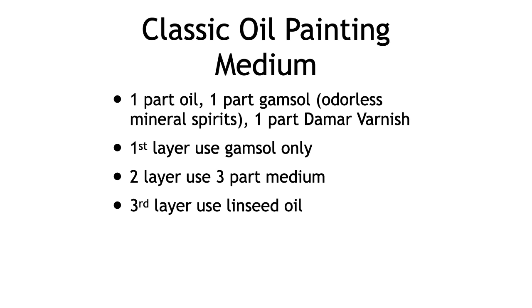The second layer, you're going to be creating what's called a classic oil painting medium. It's 1 part oil, 1 part Gamsol, 1 part Damar varnish. Those should all be in your kit if you bought it. If you don't have the Damar, there are some substitutes of varnish or other different things you could add to it, so feel free to email me if you have questions about that part.